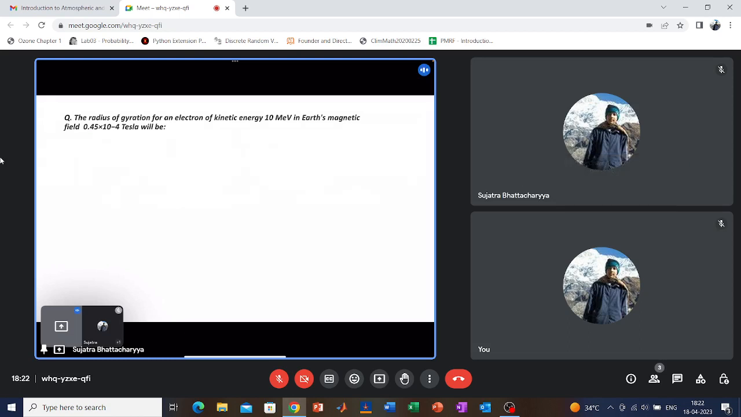So this question is, the radius of gyration for an electron of kinetic energy given to be 10 mega electron volt in the Earth's magnetic field will be. Therefore, we need to find that out. So, what are the things given which we'll first write? Given is the kinetic energy of the electron.